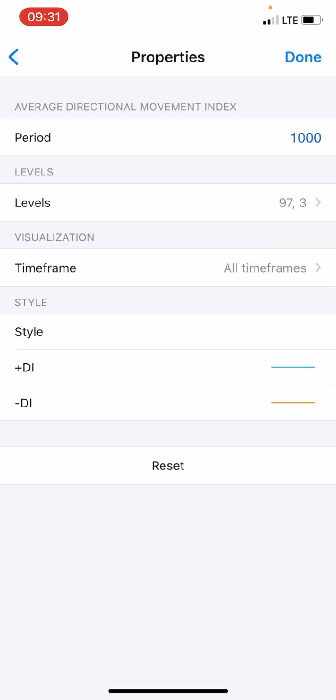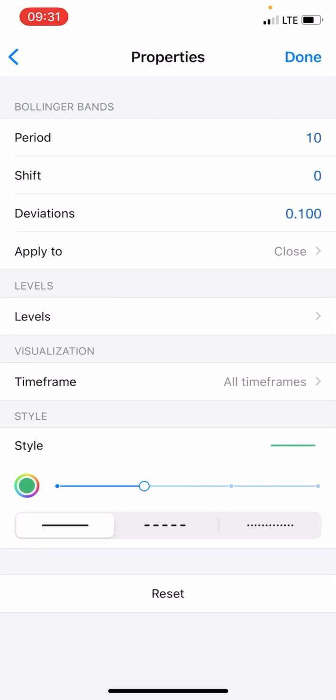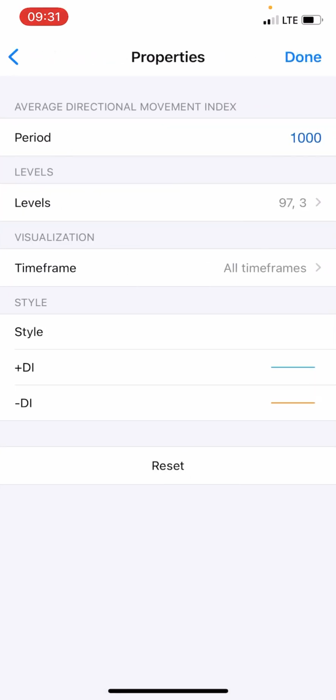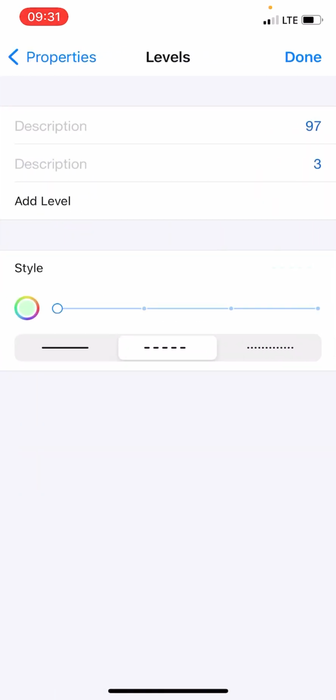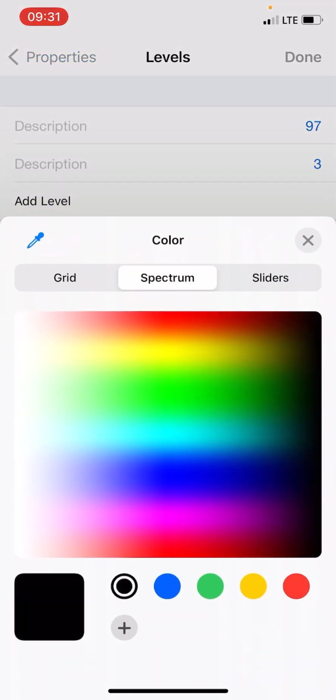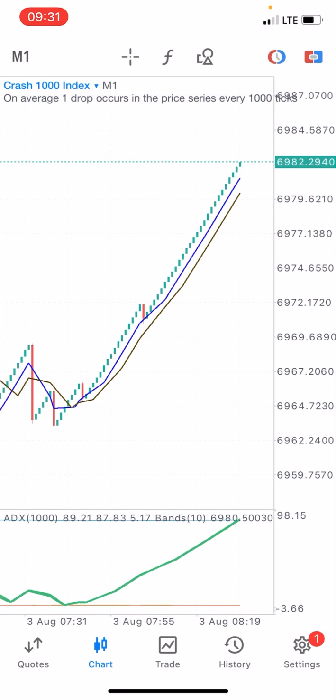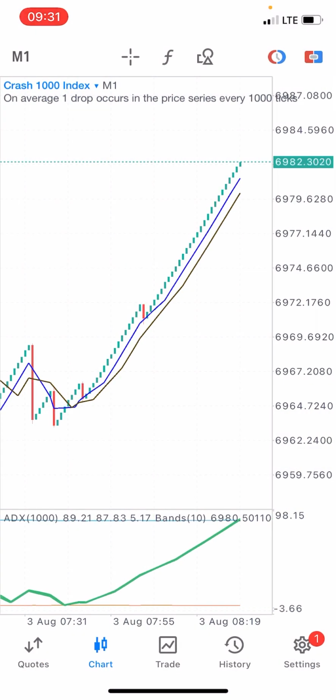So after that, you add the Bollinger Bands, the period 10, shift 0, deviation 0.11. Of course, apply to close. Don't forget the levels on the ADM, the average directional movement. We have the levels here, 97 and 3. You could use black. When you're done, you just go back to your chart and wait to catch spikes or the other part of it.